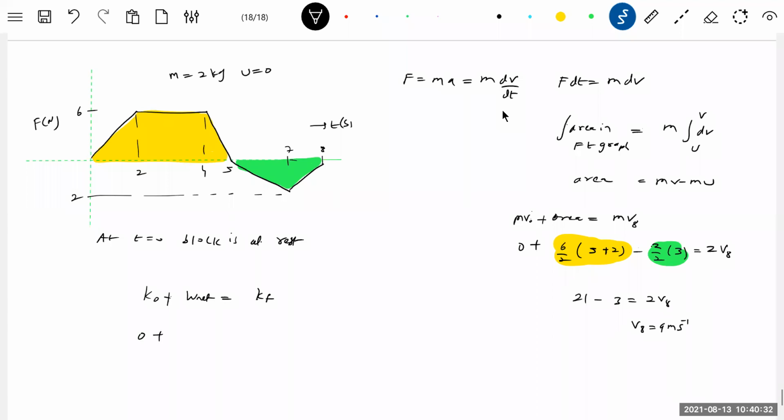Now net work done we can calculate. Final kinetic energy will be half times 2 times V8 squared. From the F-t graph, the area under the F-t graph is not equal to work done, it is equal to change in momentum. From the change in momentum, we can calculate the speed. From the speed, we can get the kinetic energy. From kinetic energy, we can get the work done. All are interrelated.